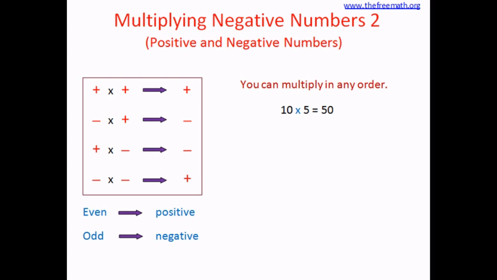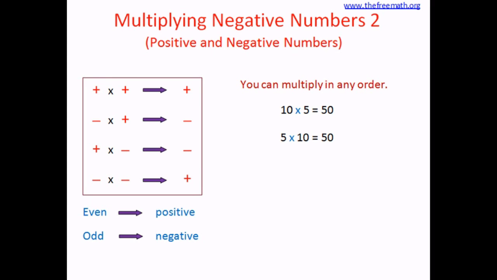You know that 10 5s are 50 and 5 10s are 50. We have all learned that when we learned our times tables. That means 10 multiplied by 5 is 50 and 5 multiplied by 10 is 50 as well. So we can multiply numbers in any order, and this is true not only for positive numbers but also for negative numbers and also for positive and negative numbers together.